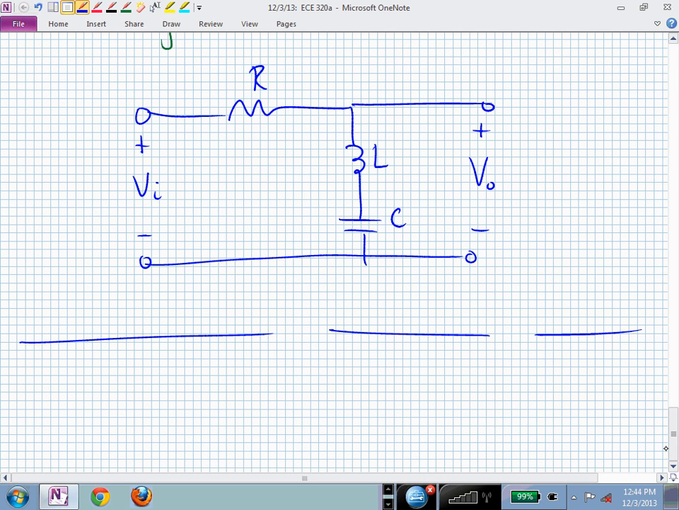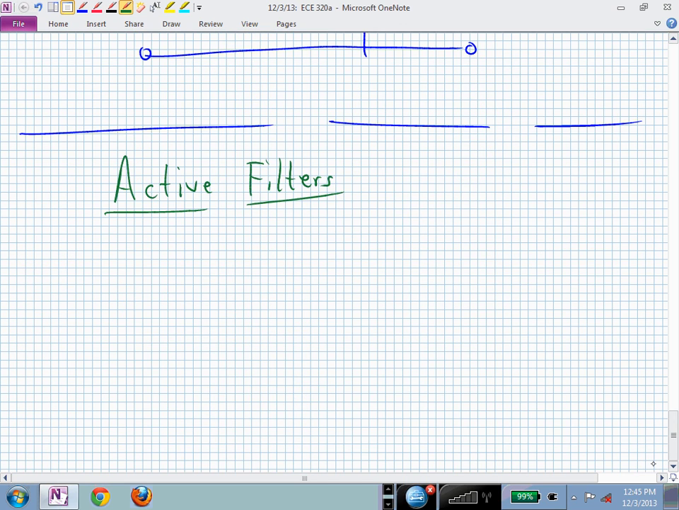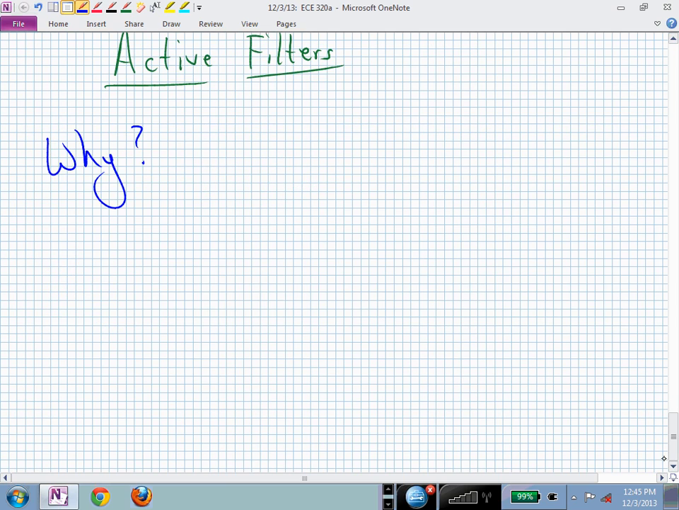Those are passive, and those help to illustrate the different types of filters that we're dealing with, but you need to also understand how to build or work with and analyze active filters. Now we put on our 2-year-old cap, right? Why?